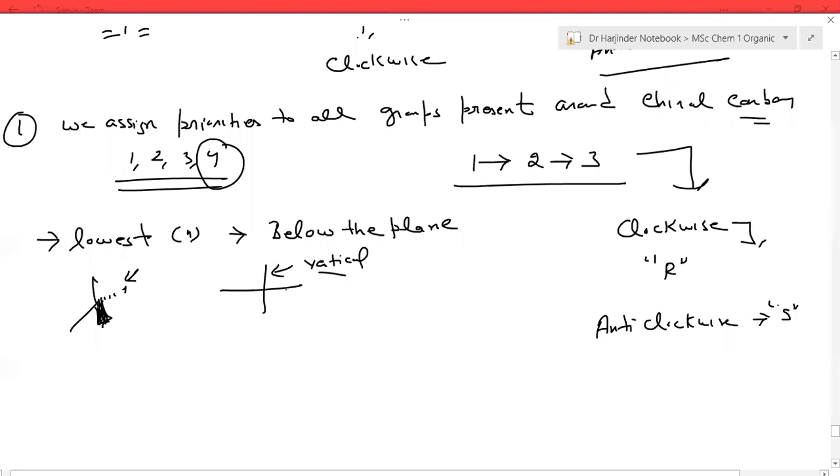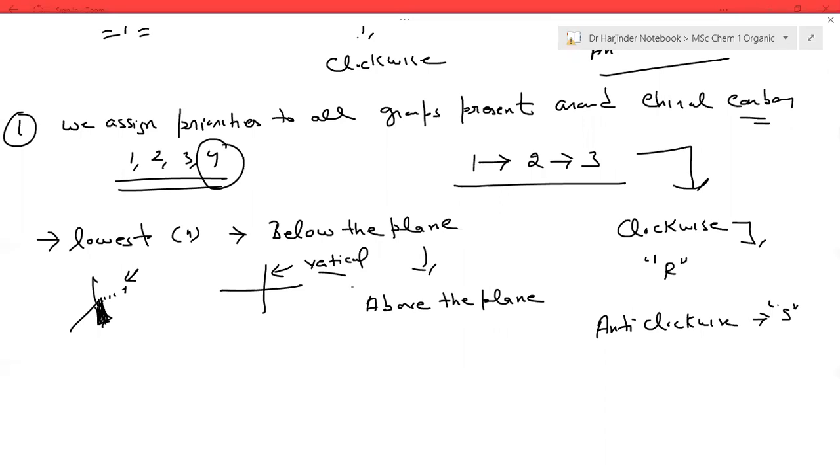But suppose your group is not below the plane, then what do you do? Suppose your lowest priority group is on the horizontal line in a Fischer projection, or on the solid wedge line in a flying wedge projection. In that case, what do you do? If the lowest priority group is above the plane, the configuration will change. There is no need of doing anything else.